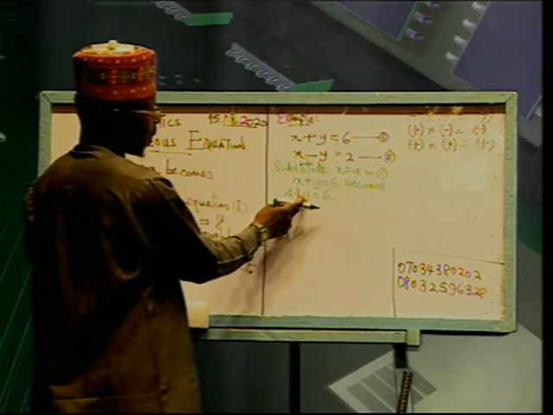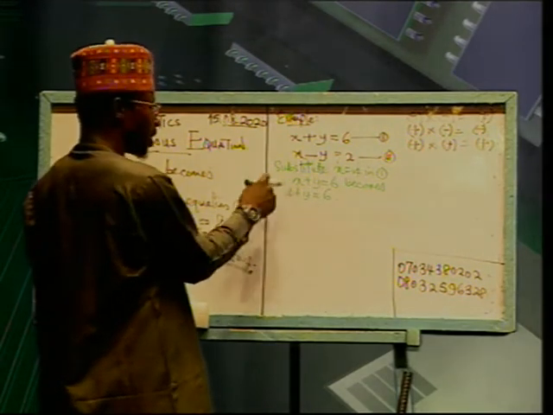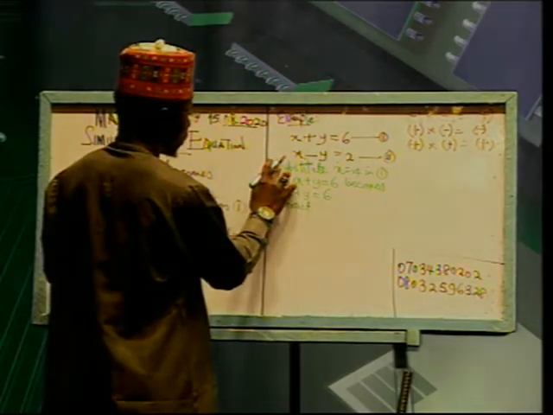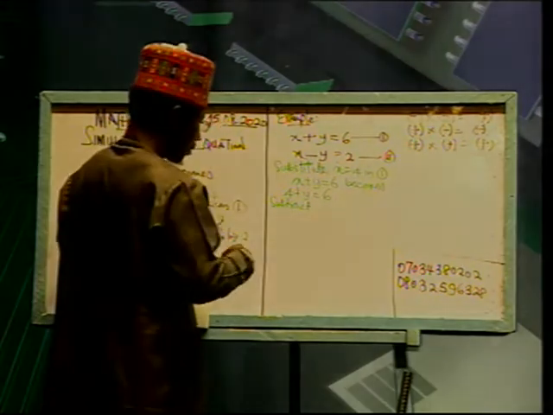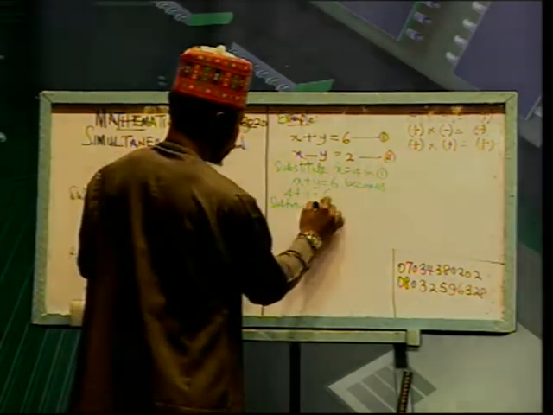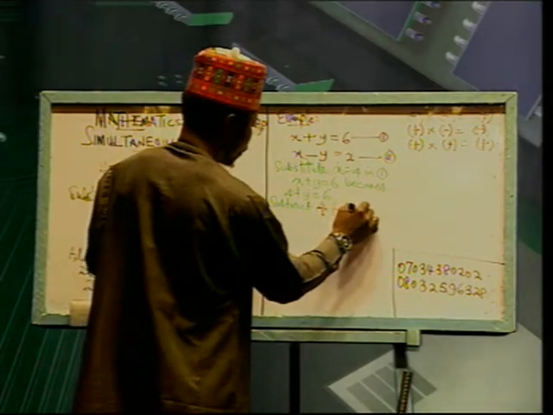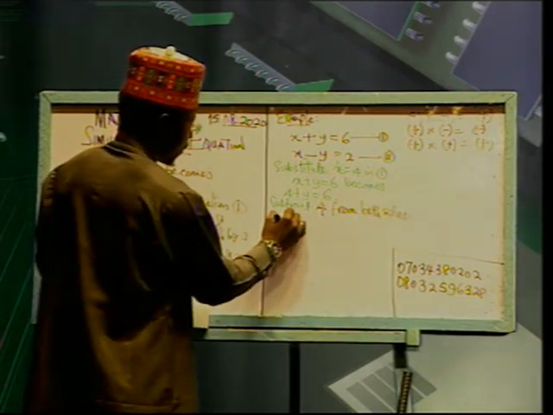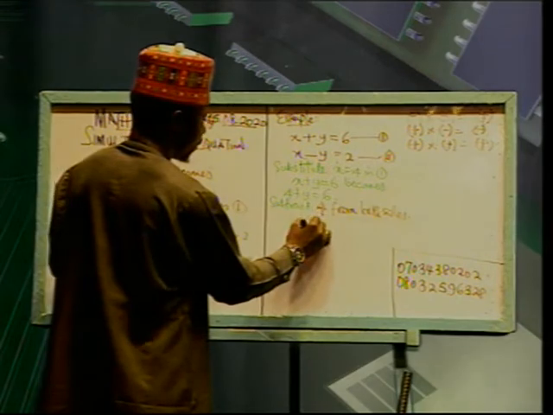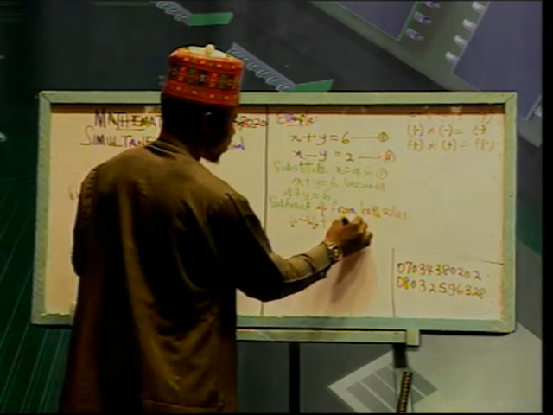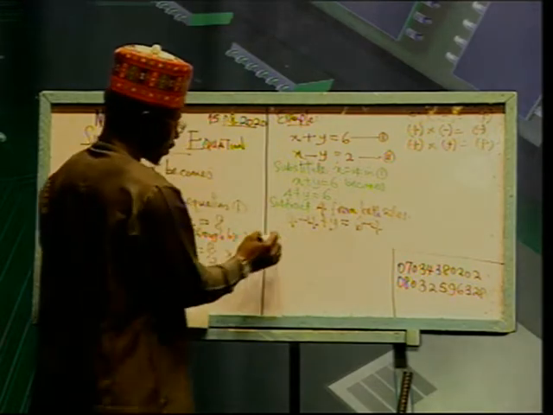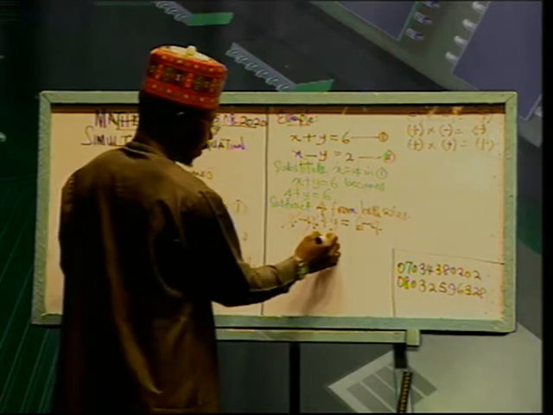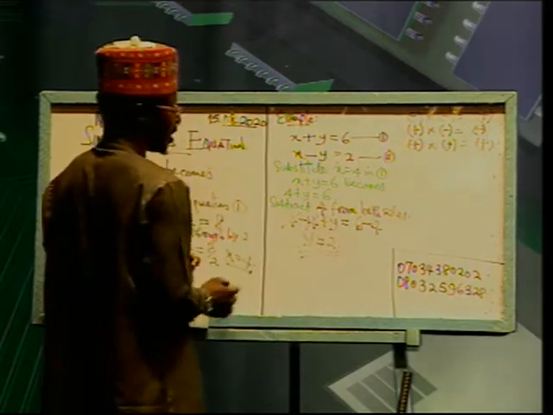Now for us to get the value of y, what we have here is plus 4, so we subtract 4 from both sides. So you now have 4 minus 4 plus y equals 6 minus 4. So this 4 will cancel this 4. You'll be left with y equals 6 minus 4 is 2. This is the value of y.